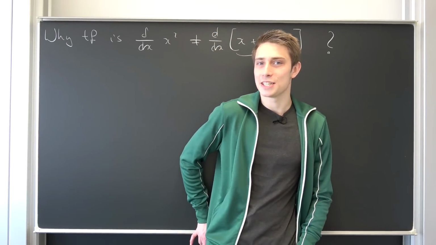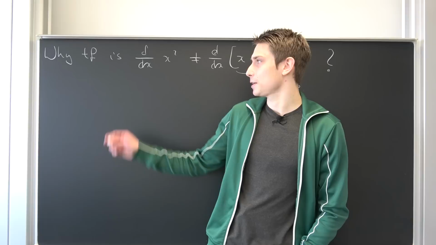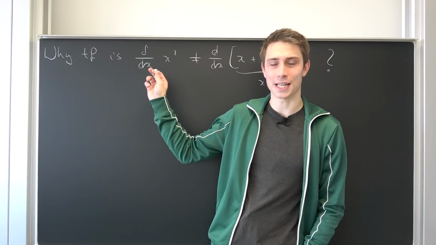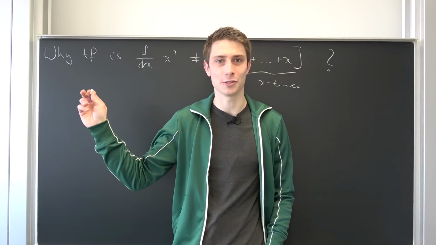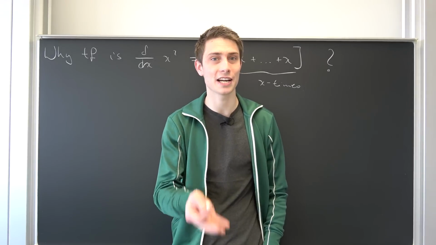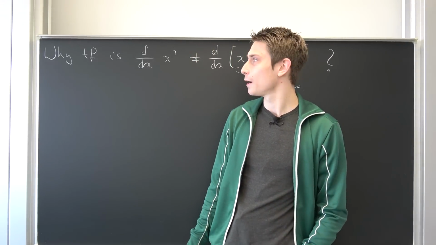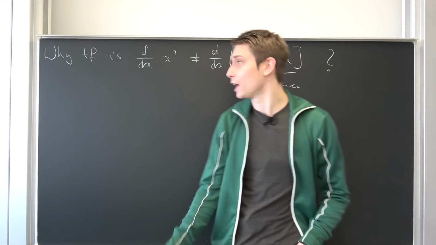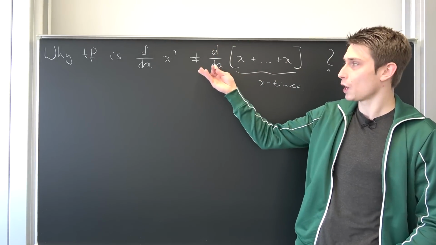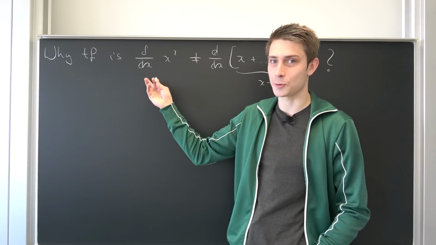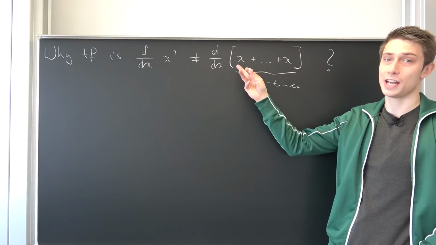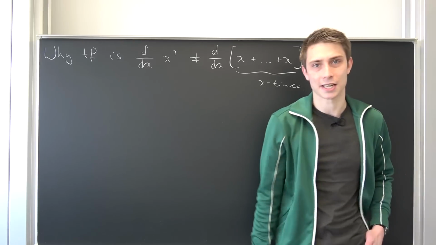I seriously didn't think that I would have to make a video on this regarding my Pi Day special, but so many people were confused by this, and I seriously don't know why you guys are confused. I don't quite get it. So I'm going to shed a bit of light on this problem, why the derivative of x squared was supposedly not equal to the derivative of x plus x plus x, x times.